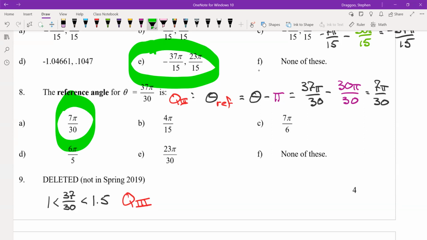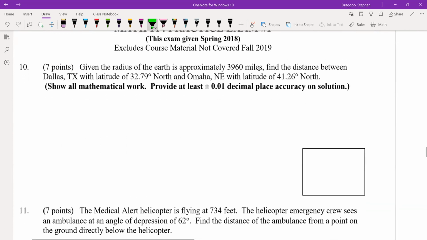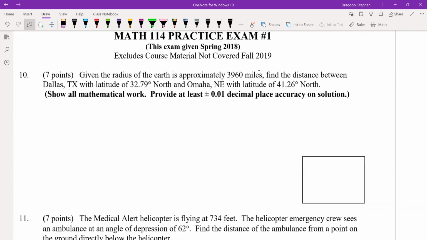Questions do we have? Thanks. All right, pick up the pace a little bit. So we've got a couple of word problems up ahead of us. First one, given that the radius of the Earth is approximately 3,960 miles, find the distance between Dallas, Texas, and Omaha, Nebraska.